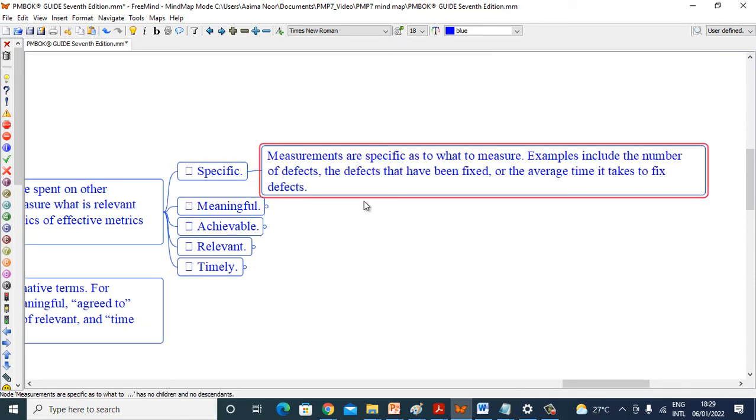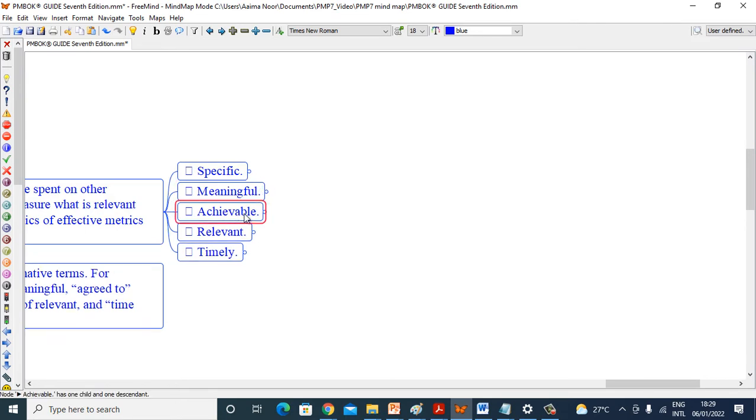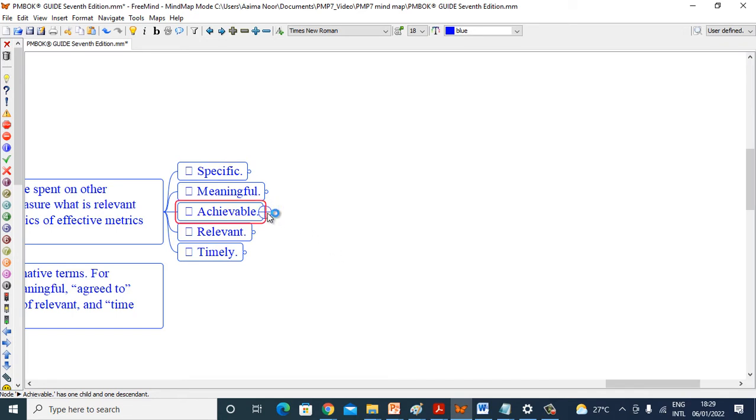Measurements are specific as to what to measure. Examples include the number of defects, the defects that have been fixed, or the average time it takes to fix defects. Meaningful. Measures should be tied to the business case, baseline, or requirements. It is not efficient to measure product attributes or project performance that do not lead to meeting objectives or improving performance. Now see achievable. The target is achievable given the people, technology, and environment.